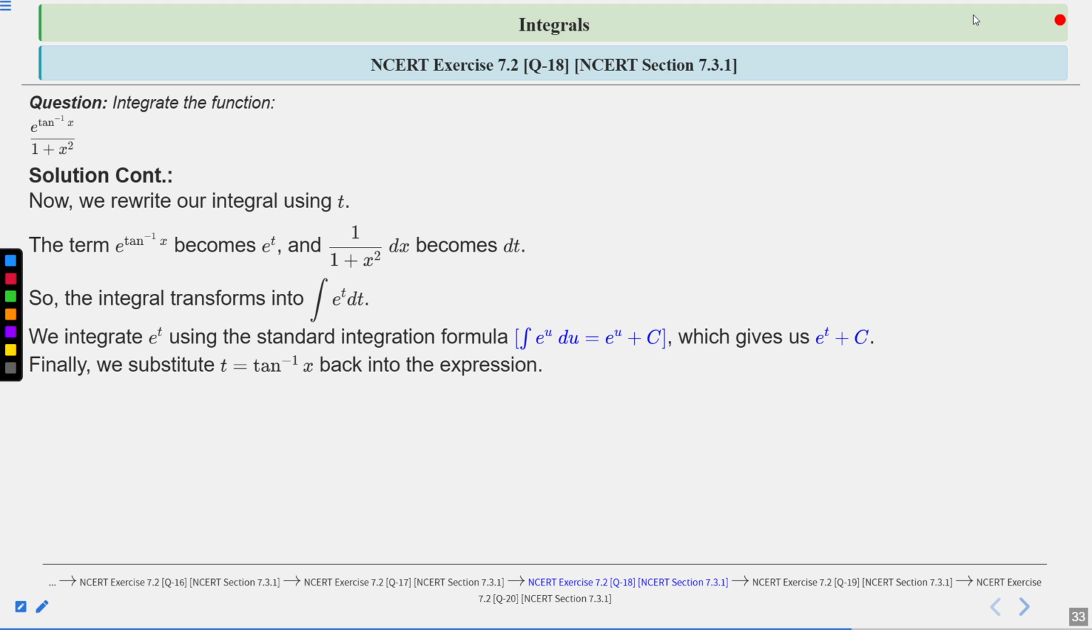Finally, we substitute t is equal to tan inverse x back into the expression. Therefore, the integral is e to the power tan inverse x plus c. So the correct answer of the given question is e to the power tan inverse x plus c.